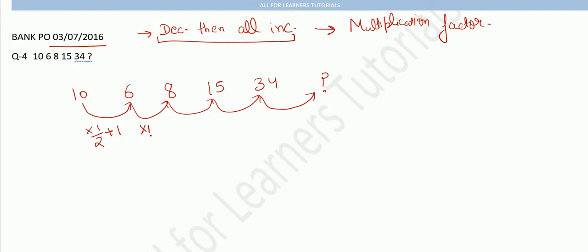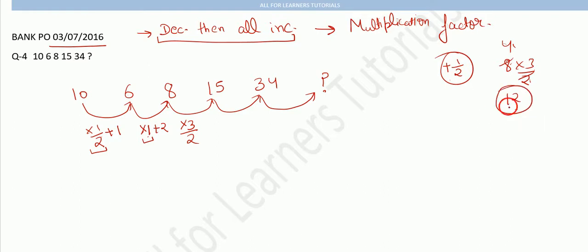How will you get 8 from 6? Very easily. 6 into 1 plus 2. Now, are you getting anything? Half, then 1. It means you just have to add plus half to every multiplication. So 1 plus half is what? 3 by 2. So just calculate it. 8 into 3 by 2 is what? 12, right? And 12 and 15 are too close. That means we can get it easily. Are you getting how I am calculating this?